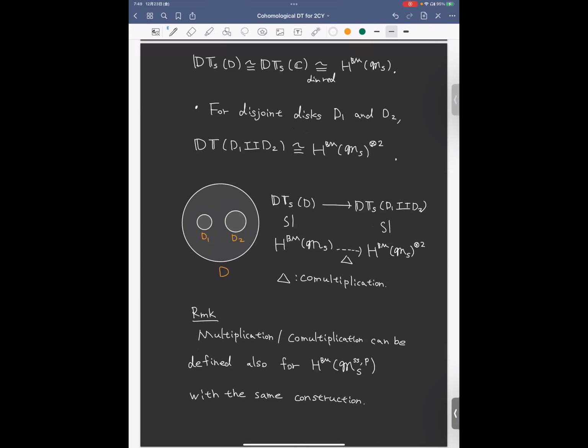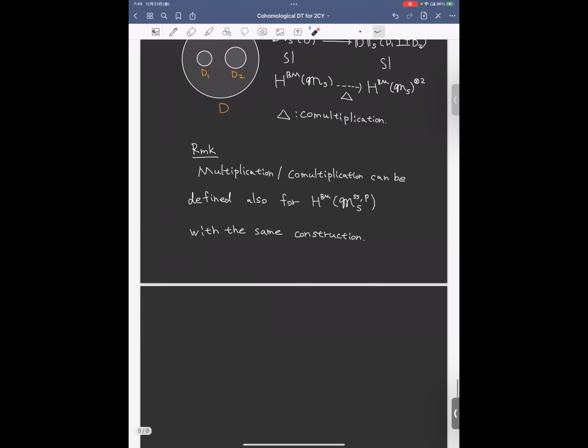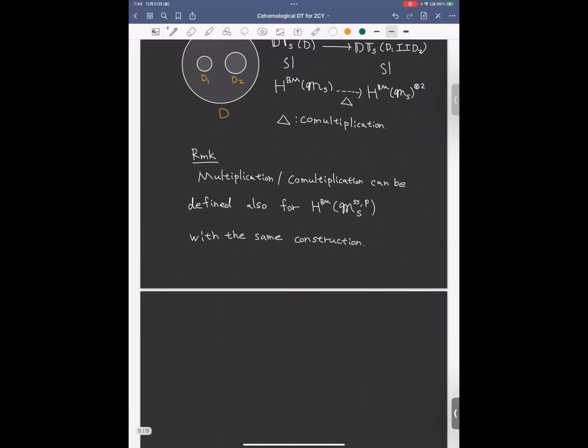So we have multiplication on this Borel-Moore homology group for general surface S. And for Calabi-Yau surface, we can define coproduct using the homological invariant on S times A1. Okay, so now we can state the main theorem in the joint work with Davison.